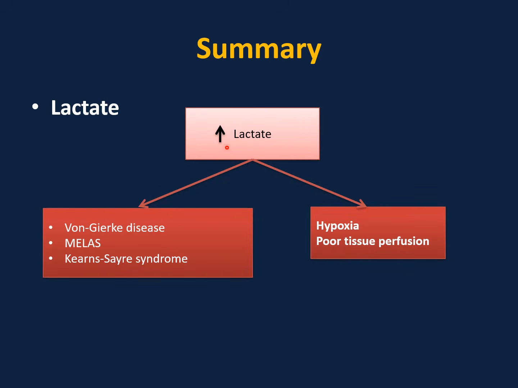Lactic acid. When the lactic acid is elevated, this is commonly associated with shock, hypoxia, poor tissue perfusion, but can be associated with rare metabolic disorders, for example, Von Gierke disease, MELAS, or Kearns-Sayre syndrome.